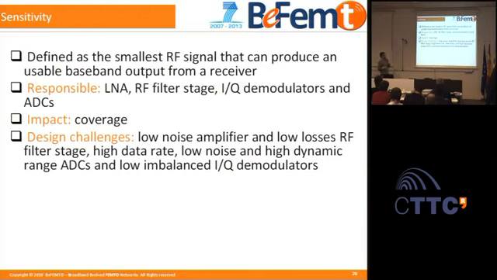Also, you have to use a low-loss RF filter, because the losses of this filter go directly to the noise figure and directly to sensitivity. You have to choose analog to digital converters with a high dynamic range in order to handle low power signals, and a low imbalance IQ demodulator, which is very common to the transmitter part. In this way, it's an IQ modulator, and this part is an IQ demodulator.